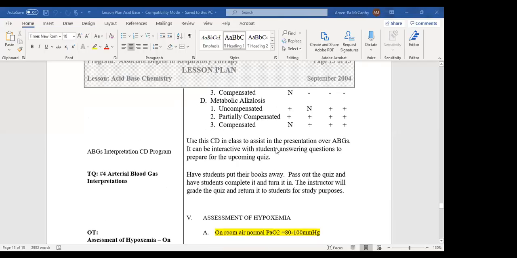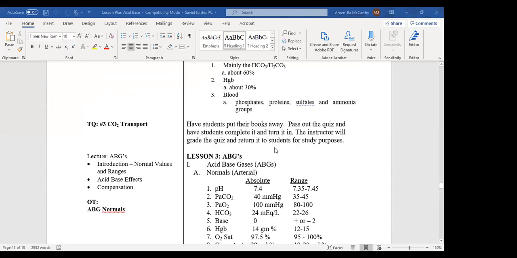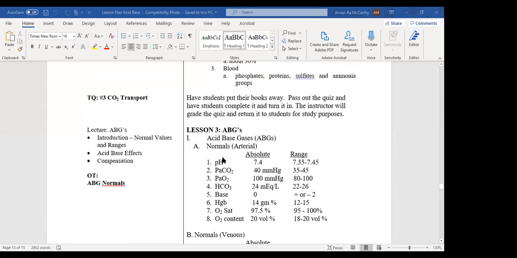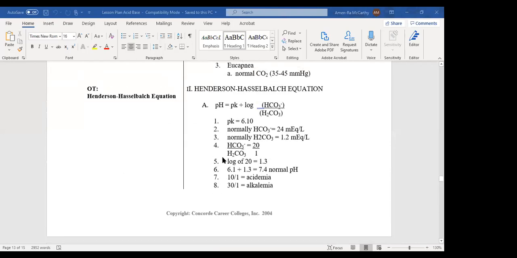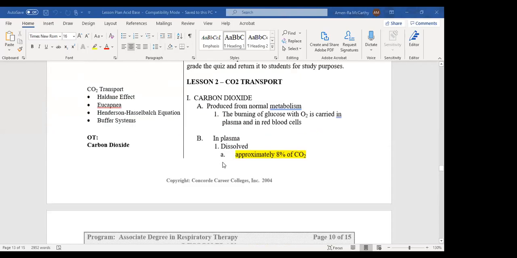All right, so let me share my screen. All right. Soon we're gonna get into the ABGs. Haven't gotten there yet, I'm building my way up to that, but that's gonna be the biggest part of this whole thing.